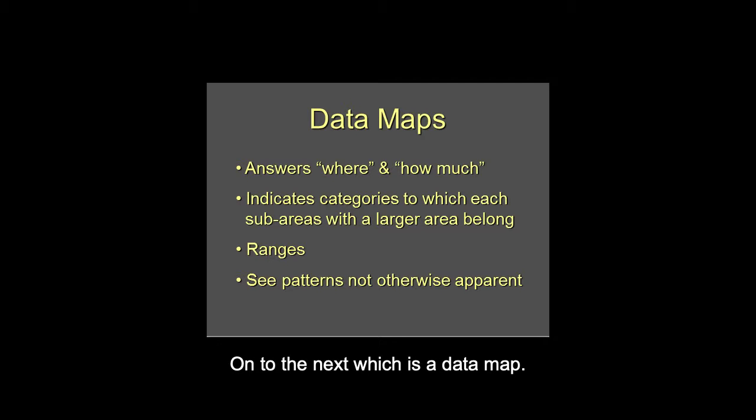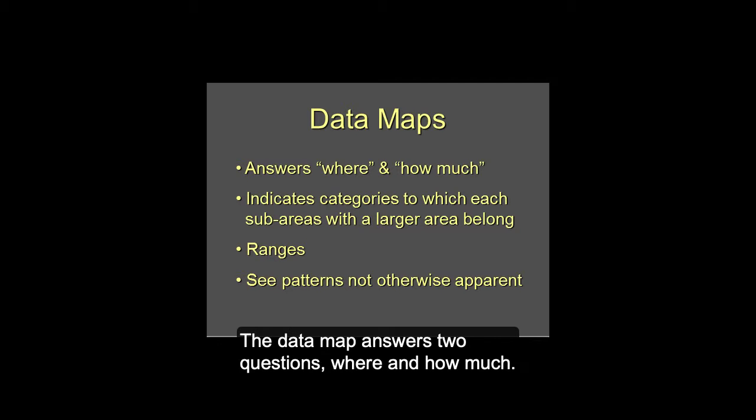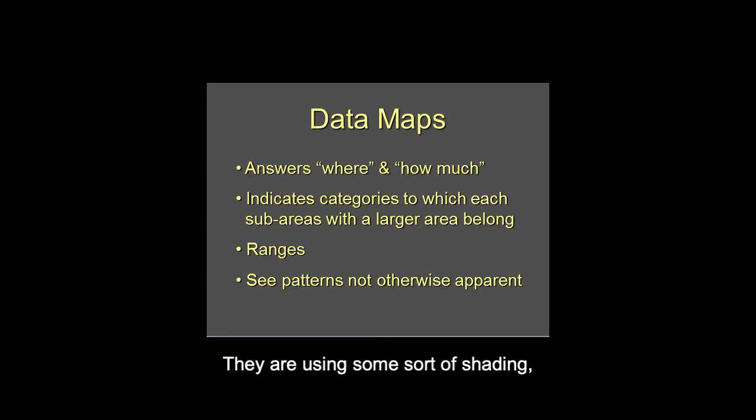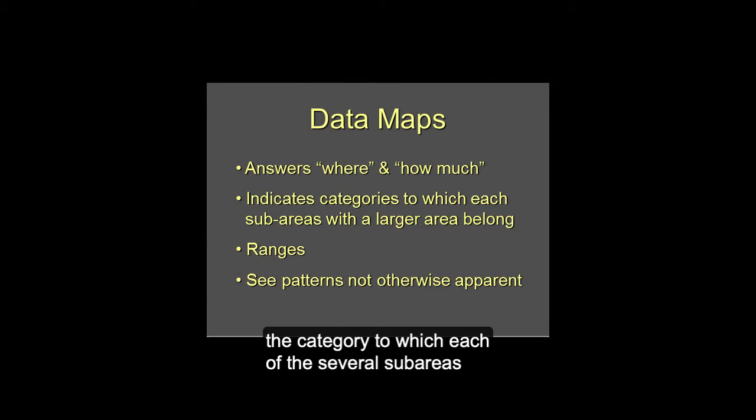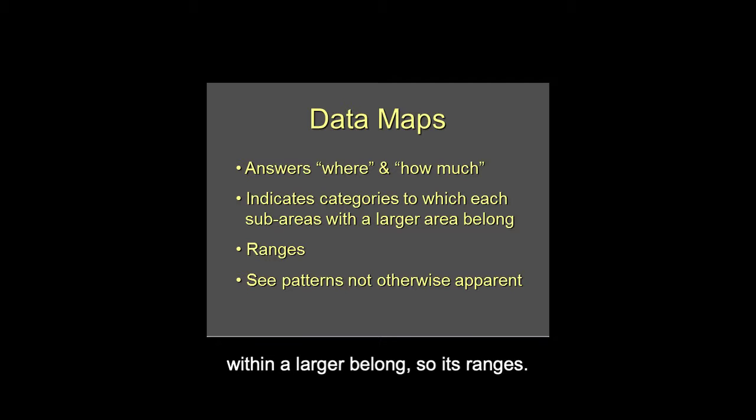On to the next, which is a data map. The data map answers two questions: where and how much. So we talk about a quantity now. They are using some sort of shading. Hopefully it's a progressive shading that really graphically maps or indicates the category to which each of the several sub areas within a larger area belong. So it's ranges, okay? And this allows us to see some patterns that might not otherwise be apparent.